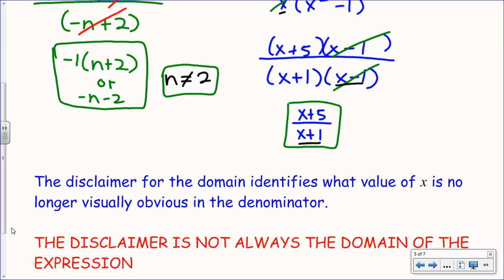Okay, so the disclaimer is not always a domain, meaning, your domain, I would have to say, is all real numbers except these. So we're just doing the except part. That's the disclaimer.